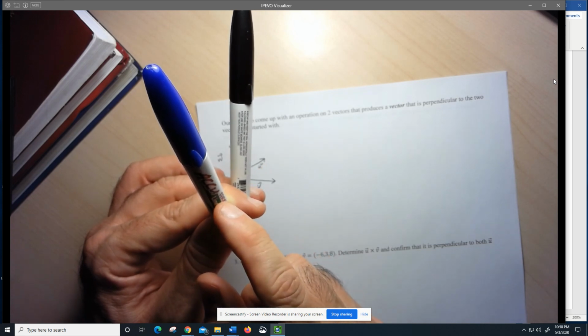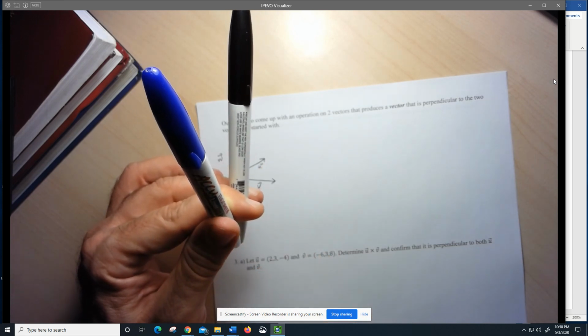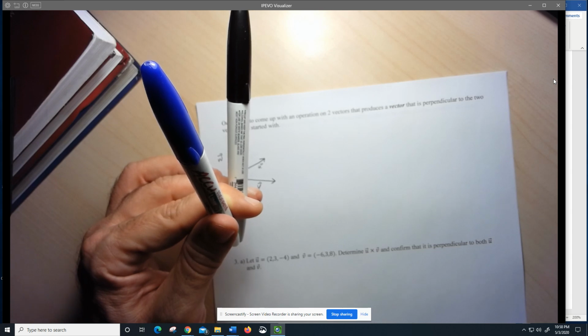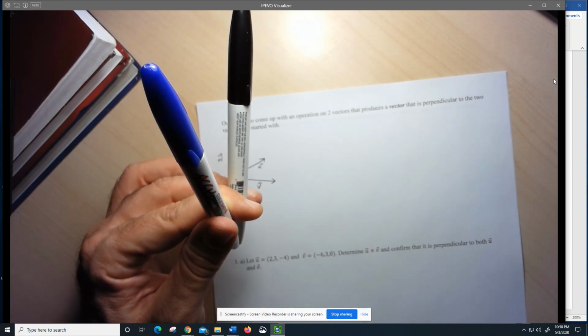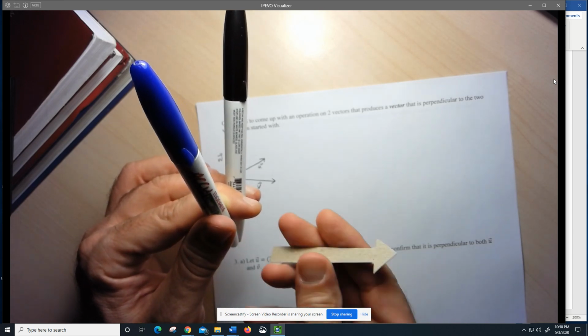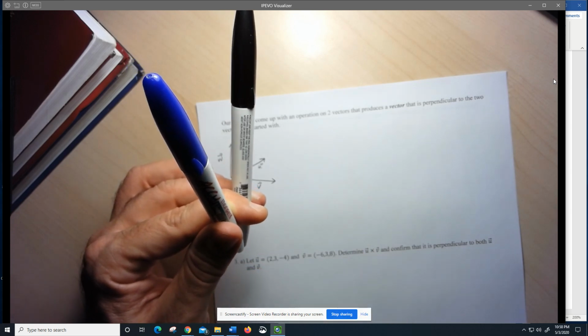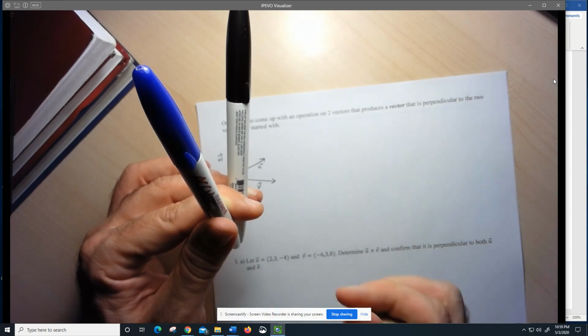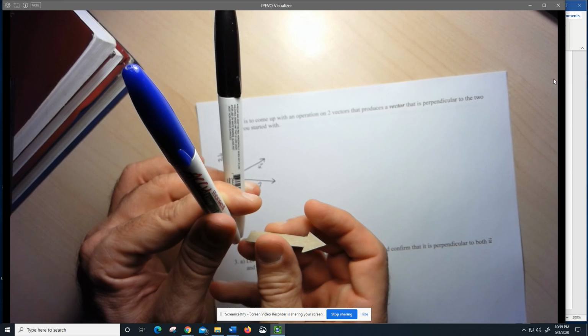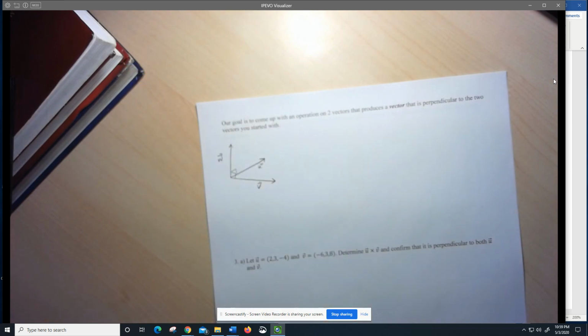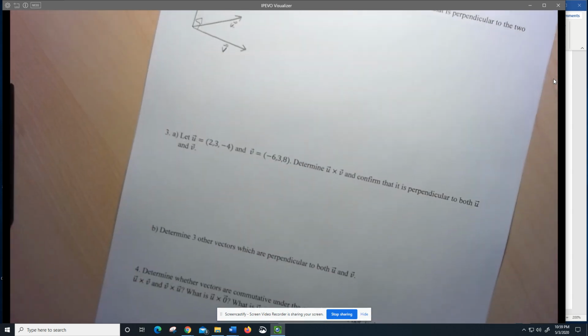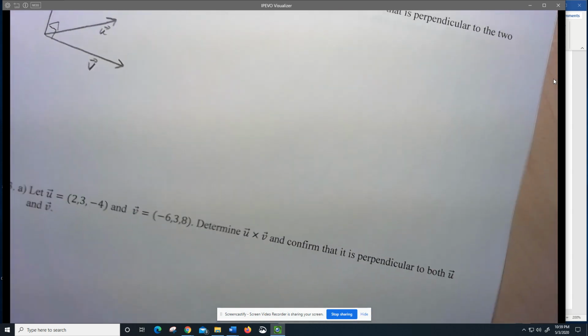All right, we're going to choose one of them to represent this operation, but any scalar multiple of that vector will also be perpendicular. Okay, so this kind of gives us an idea that while our operation is going to produce one of these vectors, there's actually infinitely many possibilities.